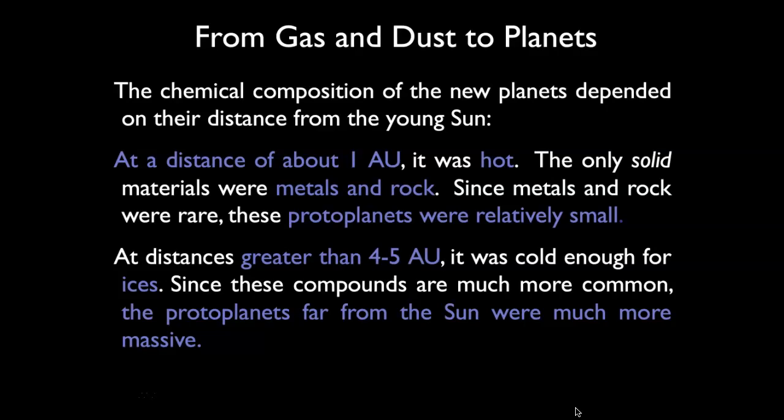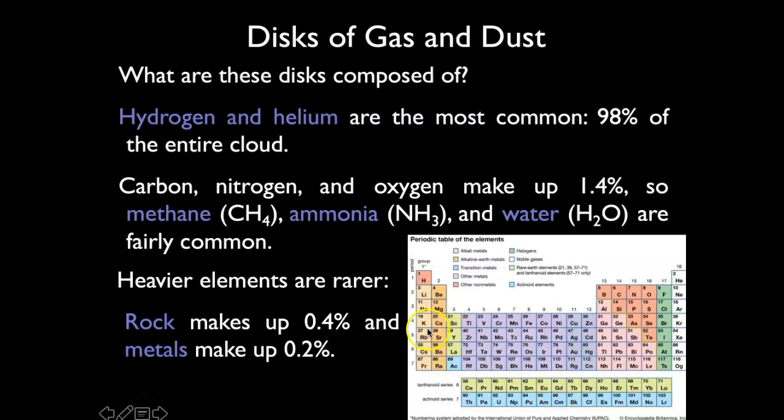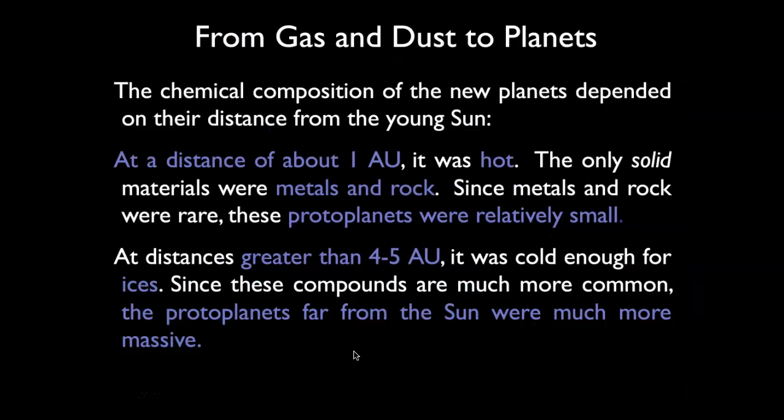Out past the frost line, out past about 4 or 5 AU, you've crossed the frost line. Now ice can start freezing, and there's more ice available, right? There's more water and methane and ammonia and carbon dioxide out there in the disk, right? There's more water available than there is dust. And so once you go out past the frost line, now you can start forming protoplanets out of dust and ice. And because there's a lot of ice, you can start forming larger, more massive protoplanets.